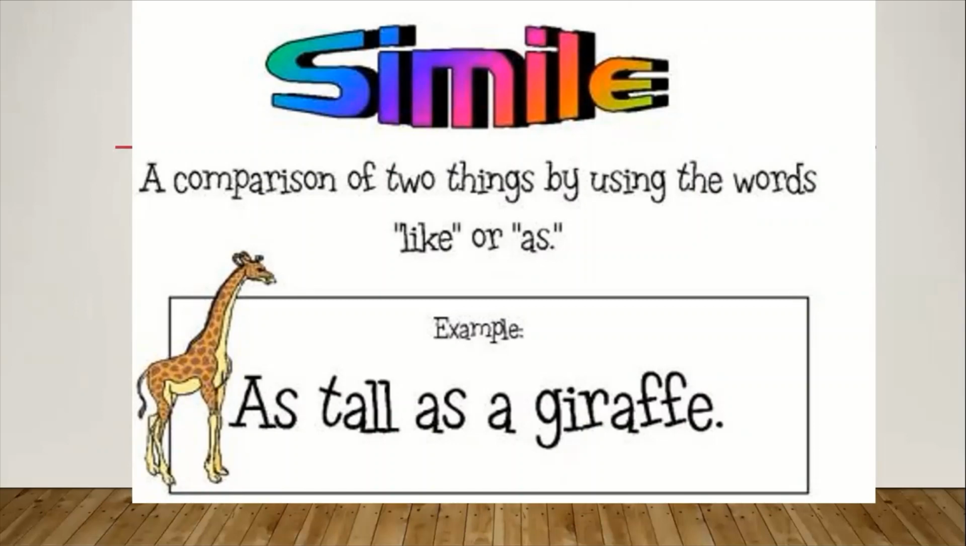Okay, so one more sentence. She is as tall as a giraffe. Few of you all say giraffe. It is not giraffe, it is giraffe. Which means you're comparing the girl to the height of the giraffe. So as tall as a giraffe, which means she's very tall. Instead of saying that girl is very tall, you can say she's as tall as a giraffe.